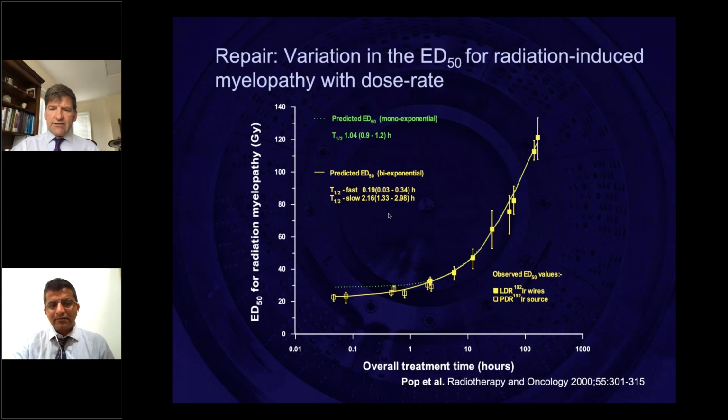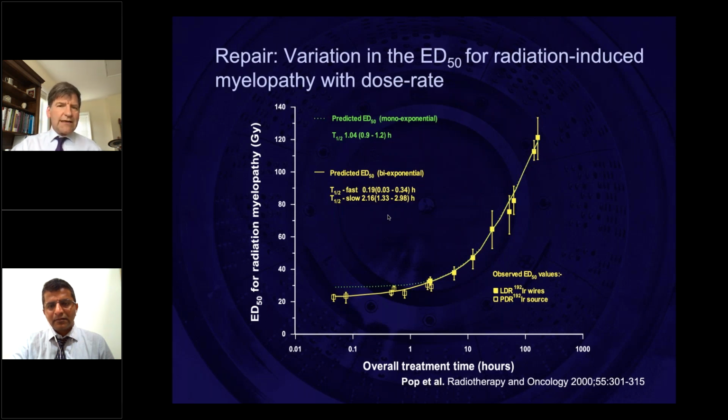And until this point in time, a mono-exponential repair function was used. And you can see the mono-exponential repair function on this slide is in green. And as a result, you can see that at the overall treatment time of between 0.1 and 1 hours, you get a deviation from the actual observed data. And so you can see, to get a perfect fit with the observed data, you need to use a bi-exponential repair function with a fast and slow rate of repair.